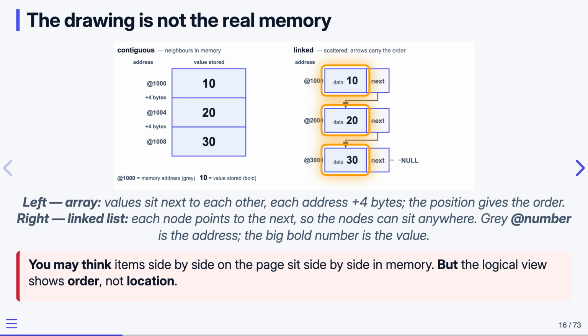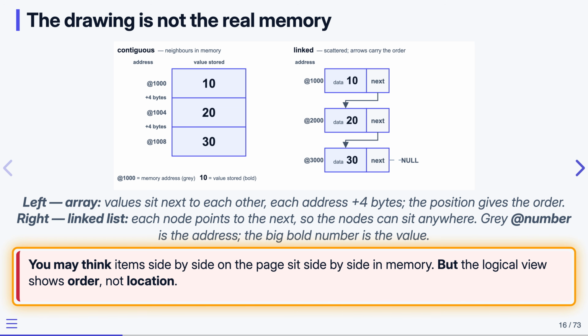Now look at the right side. This layout is linked and the story changes. 10 lives at the address 3000. 20 lives far away at the address 5000. The values are scattered across memory. The arrows, not the positions, carry the order.